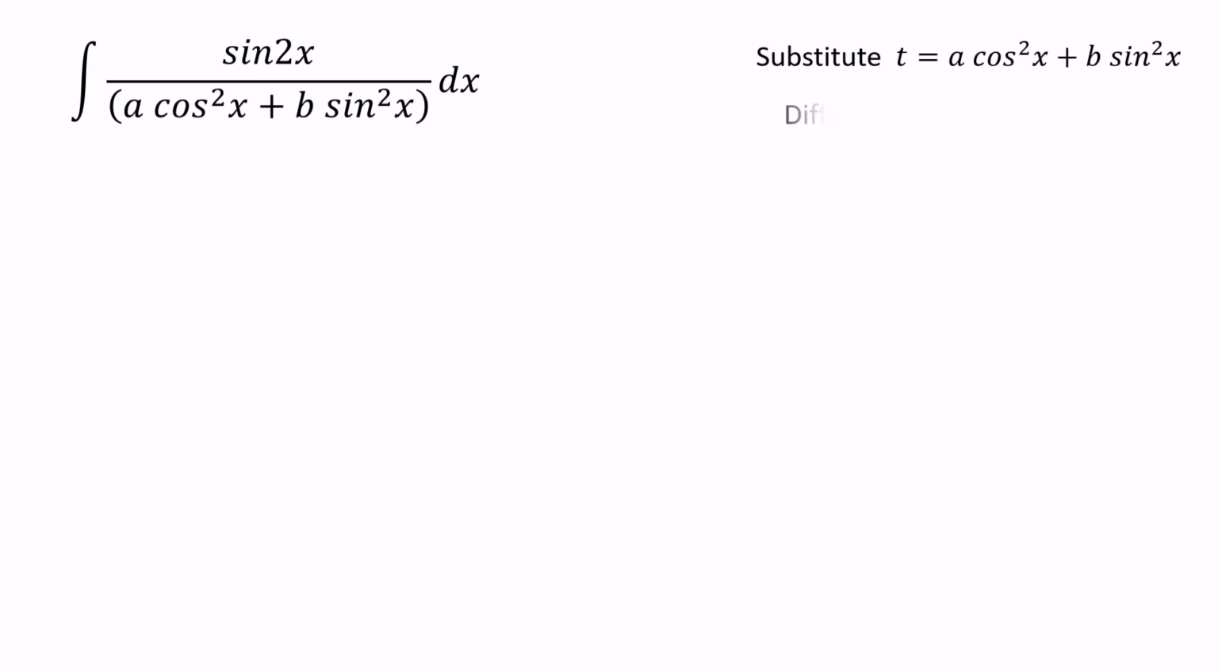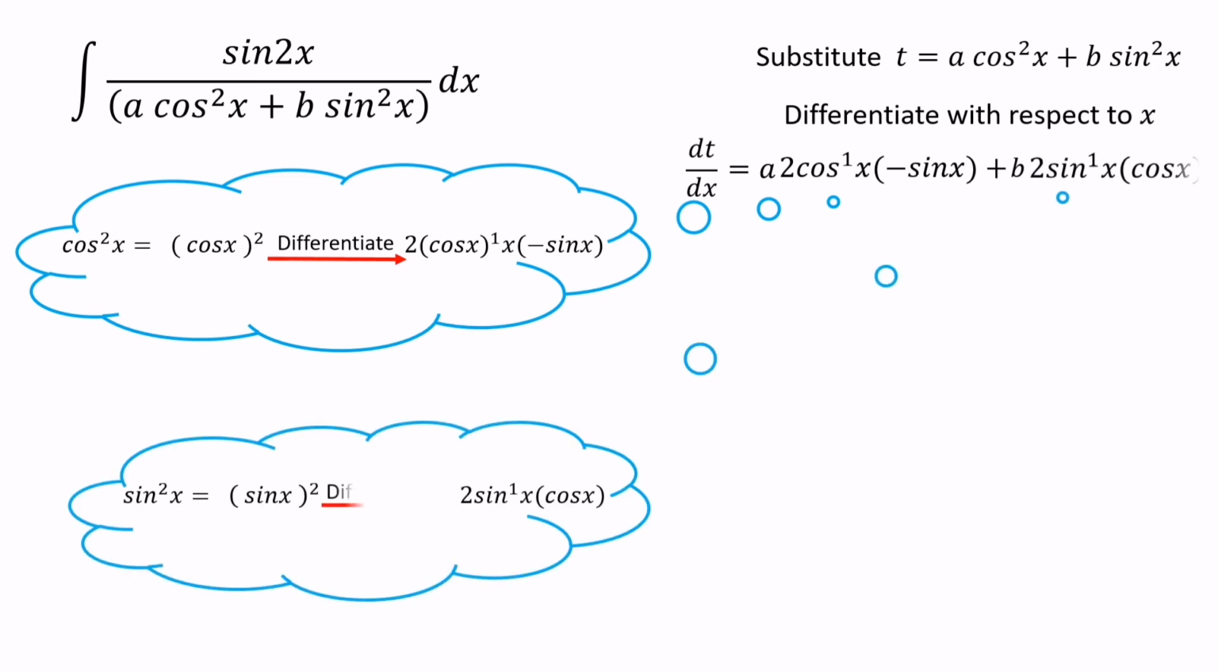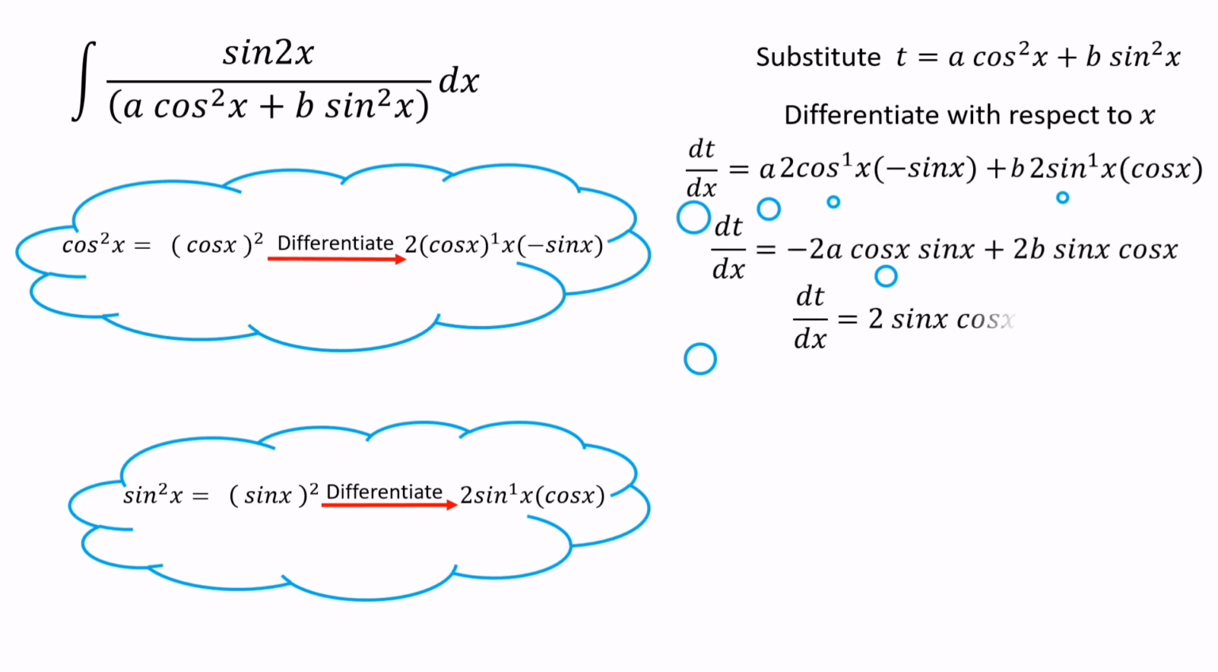Then differentiate with respect to x. Differentiation of t we can write as dt over dx. Differentiation of a cos² x we can write as a into 2 cos x into minus sin x. Differentiation of b sin² x we can write as b into 2 sin x into cos x. Now we can take 2 sin x cos x as a common factor.